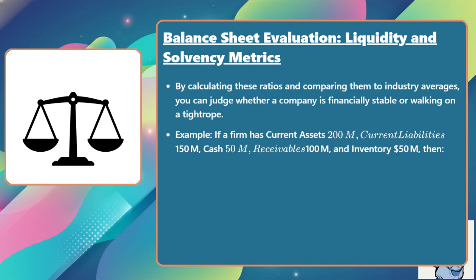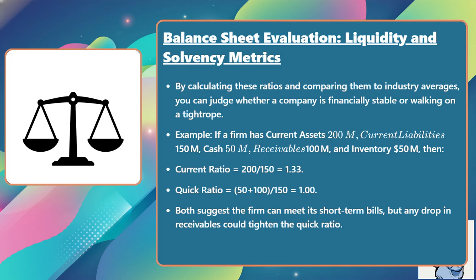Example: if a firm has current assets of 200 million, current liabilities of 150 million, cash of 50 million, receivables of 100 million, and inventory of 50 million, then current ratio equals 200 divided by 150 equals 1.33. Quick ratio equals 50 plus 100 divided by 150 equals 1.00. Both suggest the firm can meet its short-term bills, but any drop in receivables could tighten the quick ratio.